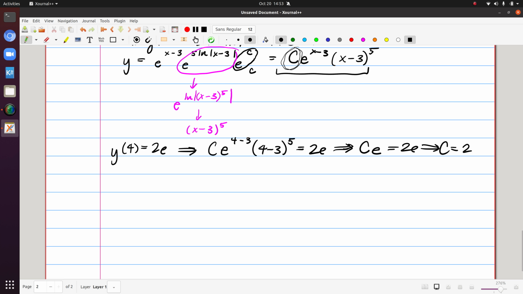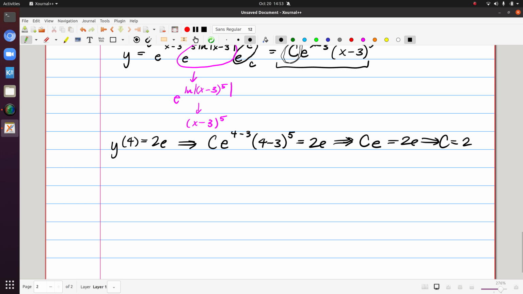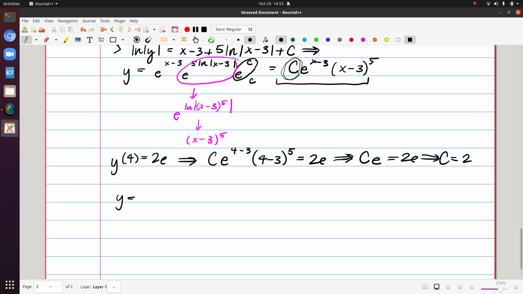So what we have here is that my final solution is going to be y equals 2e to the x minus 3 times the quantity x minus 3 to the power of 5.